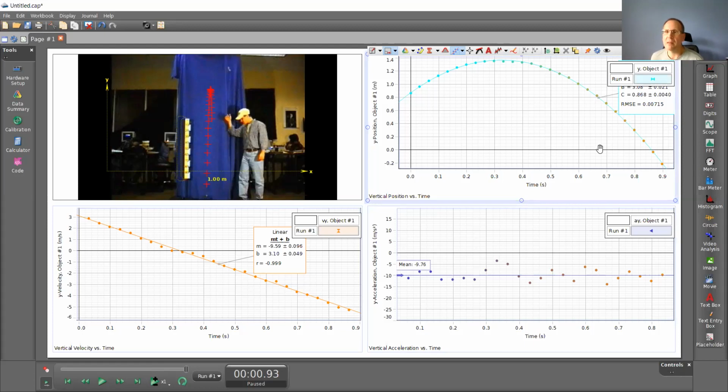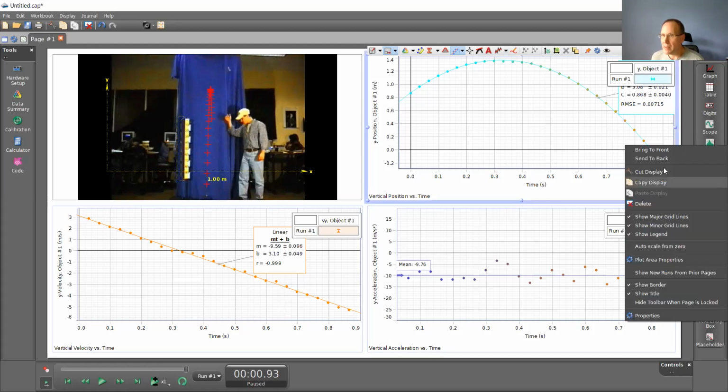Remember how to copy and paste? If you click on a graph, go over to the border, right click, and then copy display, right? And then you can paste it into whatever program you want. So I'm going to copy and paste these in so then I can talk about them. We can analyze them together, and I'll do that on my iPad. So I'll be back in a second.